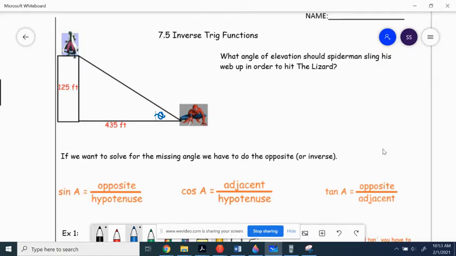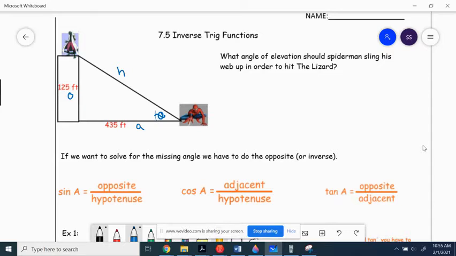So let's go ahead and identify what these sides are in terms of this angle. So this side length here, 435, is next to the angle, but not the hypotenuse. So this is the adjacent side, and across from the angle is going to be our opposite side. And this, the longest side, is of course our hypotenuse. The two side lengths that we know are the opposite and the adjacent.